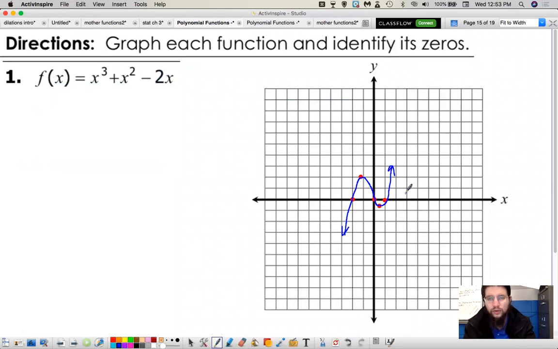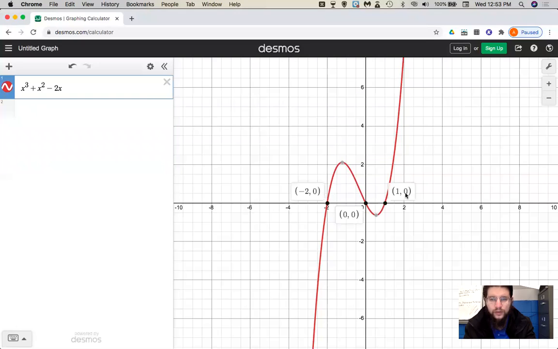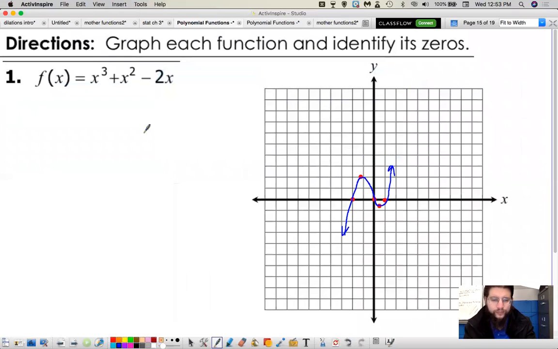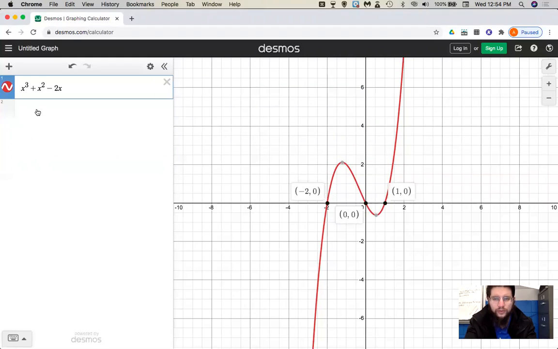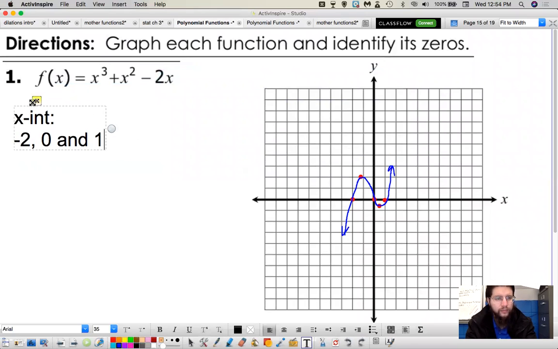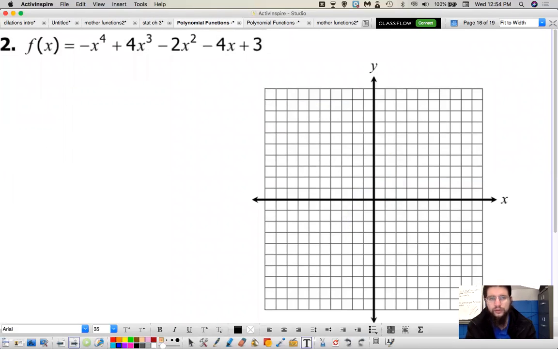I could ask for it as an ordered pair or just general. We're going to go with the x values only. -2, 0, and what was it? 1? 1. Okay. That's it. Nothing much to do there. Now we're going to go ahead and do this one also, but we're going to use those in a minute.